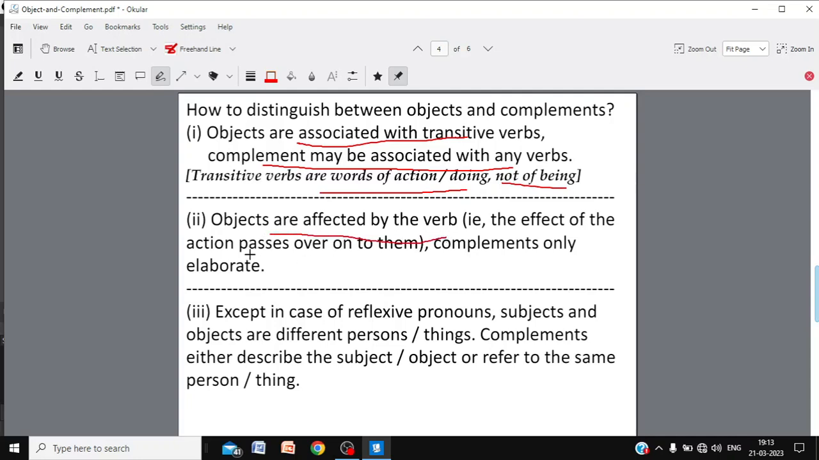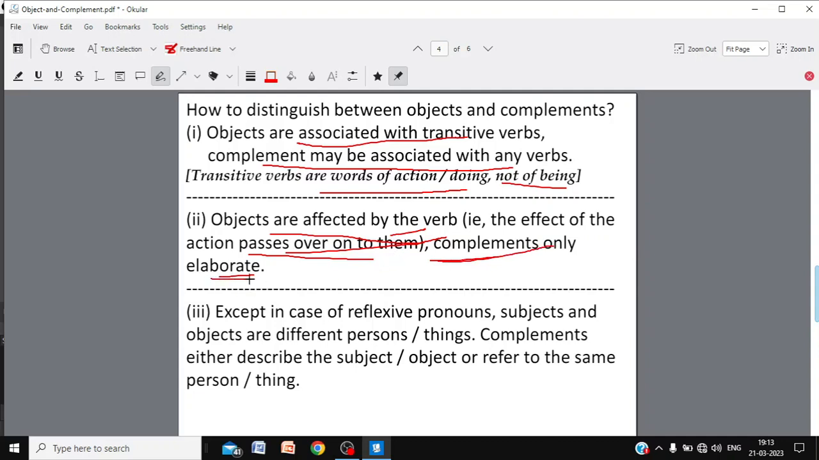The effect of the action passes over to them, but complements only elaborate. The consequence of the action will not pass on to the complement, but the consequence of the action will pass over to the object. So the object is affected. The effect of the action or consequences will not pass over to the complement. A complement will not suffer the action. Complements are not affected by the action.